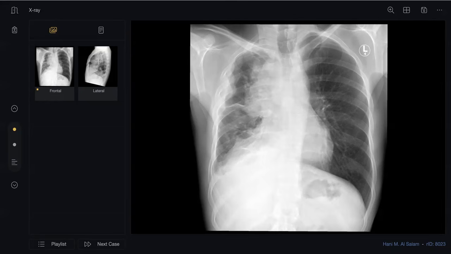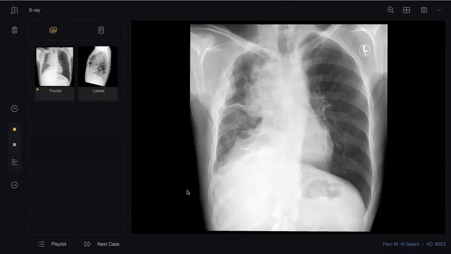Because there's obliteration of the right superior cardiac border, and I can see that pleural vessels are extending through the mass. So what is the name of that sign? Hilum overlay sign. Okay, good. So what will you do next?